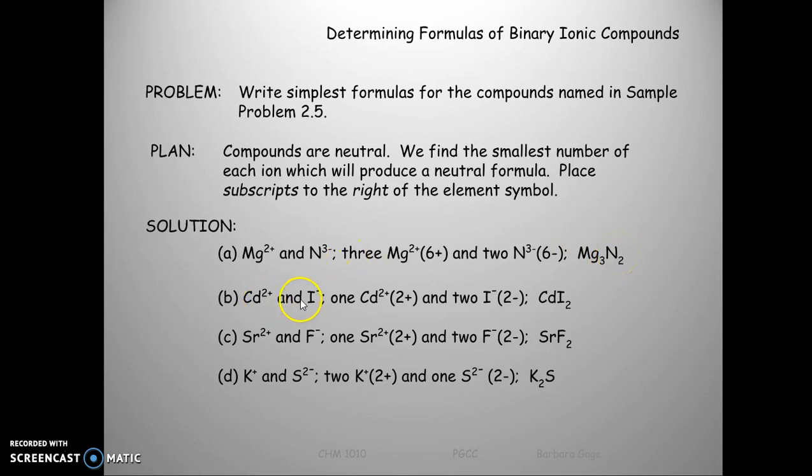The cadmium and iodine. Iodine is the non-metal. It's on the far right side of the periodic table. Cadmium is the metal. It becomes a 2 plus. Iodine becomes a 1 minus. Takes the charge. We have cadmium iodide. So, pretty simple.